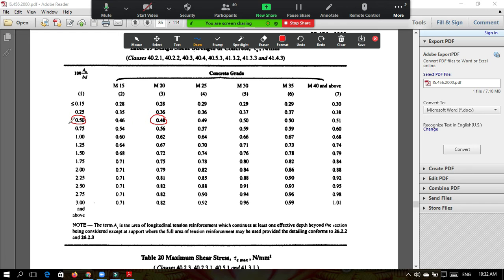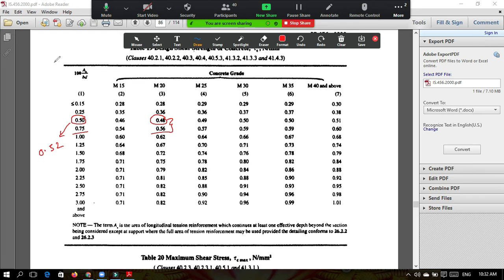Okay, and we want the value for 0.52. So interpolate between these two values. Okay, interpolate between these two values. So you will get the answer, and let me know the value of tau c. Calculate the value by the interpolation and let me know the answer.